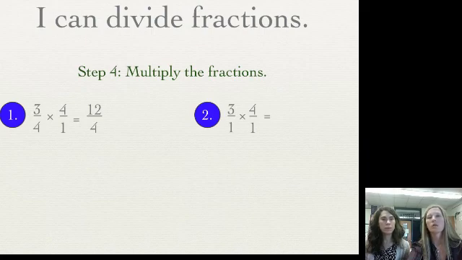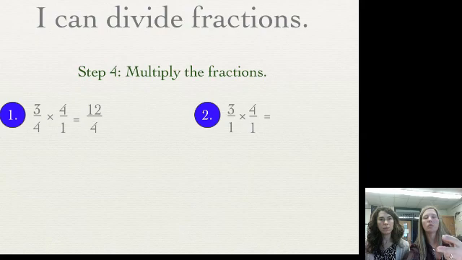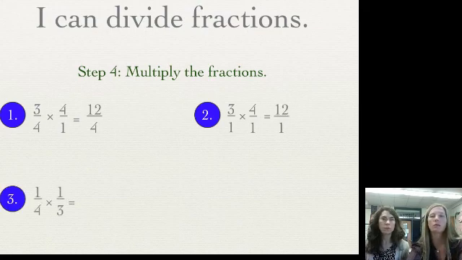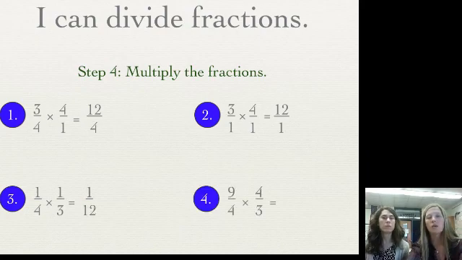So number 2, again, I'm taking what I had from step 3, the inverse, or the reciprocal. I use those terms synonymously. They mean the same thing. I just multiply across again. So 3 times 4 is 12, 1 times 1 is 1. Number 3, again, I'm just going straight across. So 1 times 1 is 1, 4 times 3 is 12. The last one, 9/4 times 4/3, 9 times 4 is 36, 4 times 3 is 12.